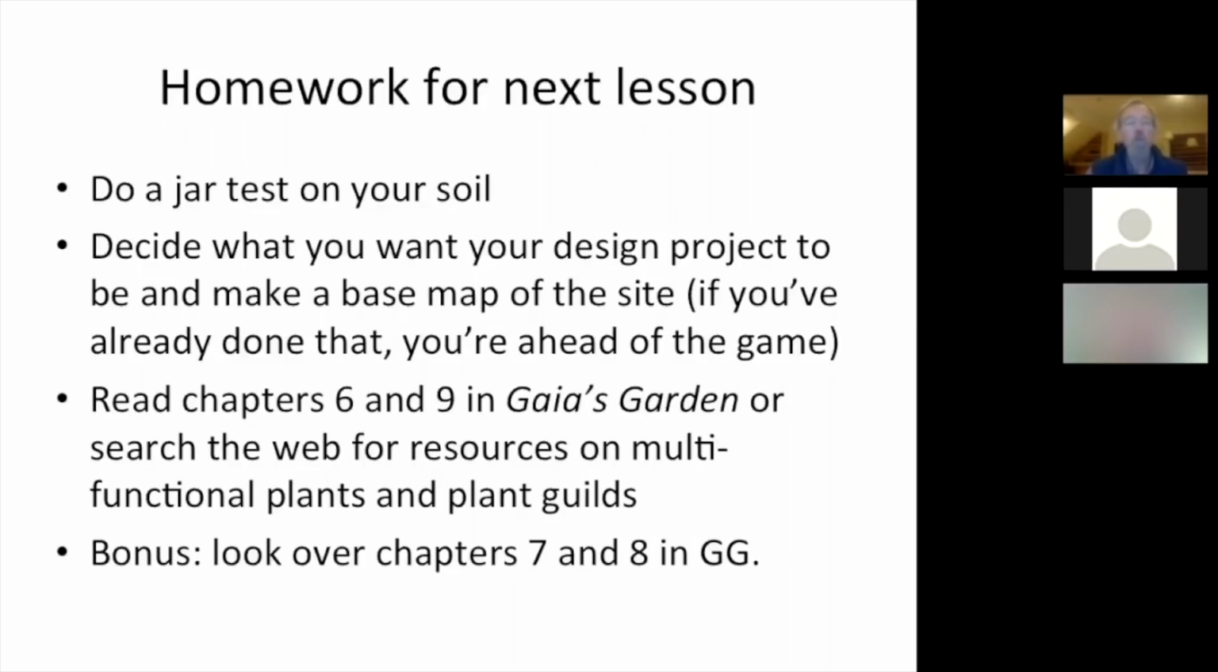And then homework assignments would be to read chapters 6 and chapters 9 in Gaia's Garden, which are 2 chapters on multifunctional plants and guilds, or you can just search the web if you don't have Gaia's Garden and do some reading on multifunctional plants and permaculture's plant guilds. And if you do have Gaia's Garden and want to do a little bit of extra, chapters 7 and 8, which are also about guilds and plant communities and things like that. So those are the homework assignments.